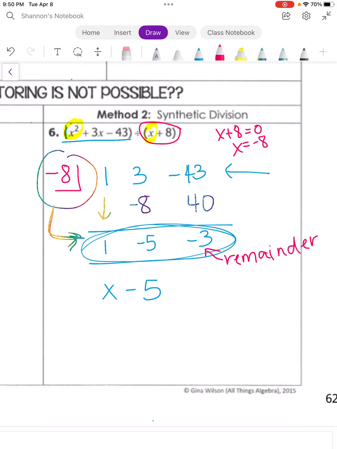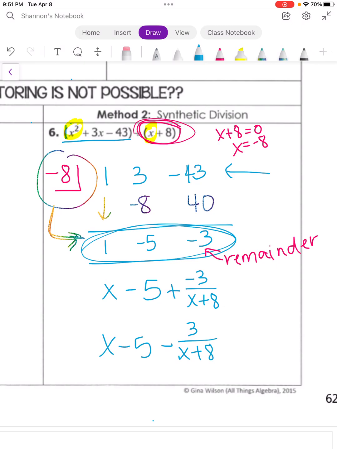We write it as a fraction, so this becomes plus negative 3 over x plus 8. So that x plus 8 came from up here. Negative 3 is right there. You might also see it written as x minus 5, and then because that was a negative 3, as minus 3 over x plus 8. Those are the same thing. Both are correct.